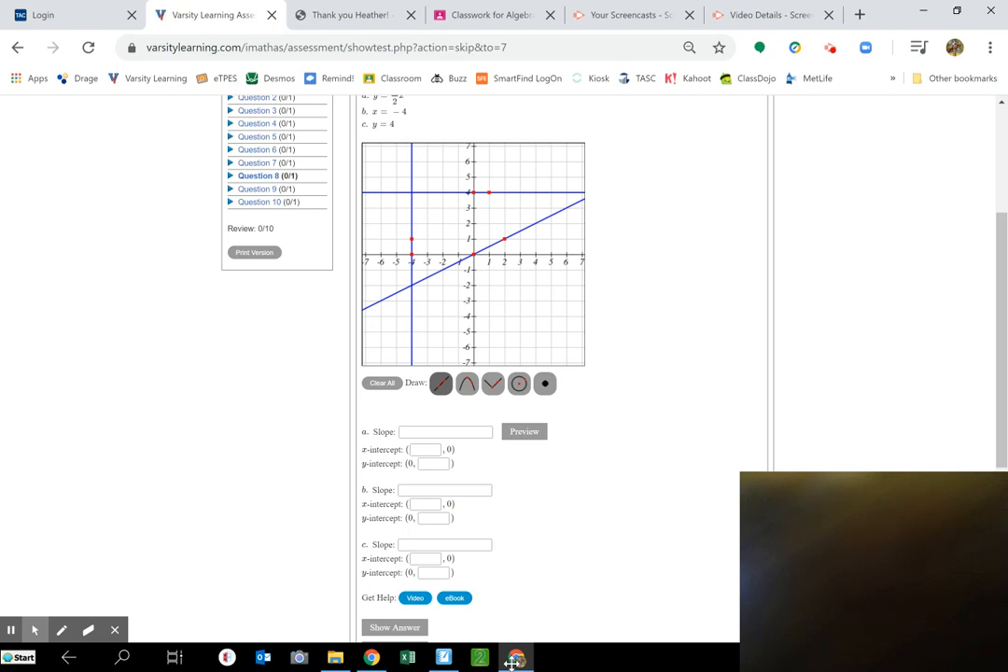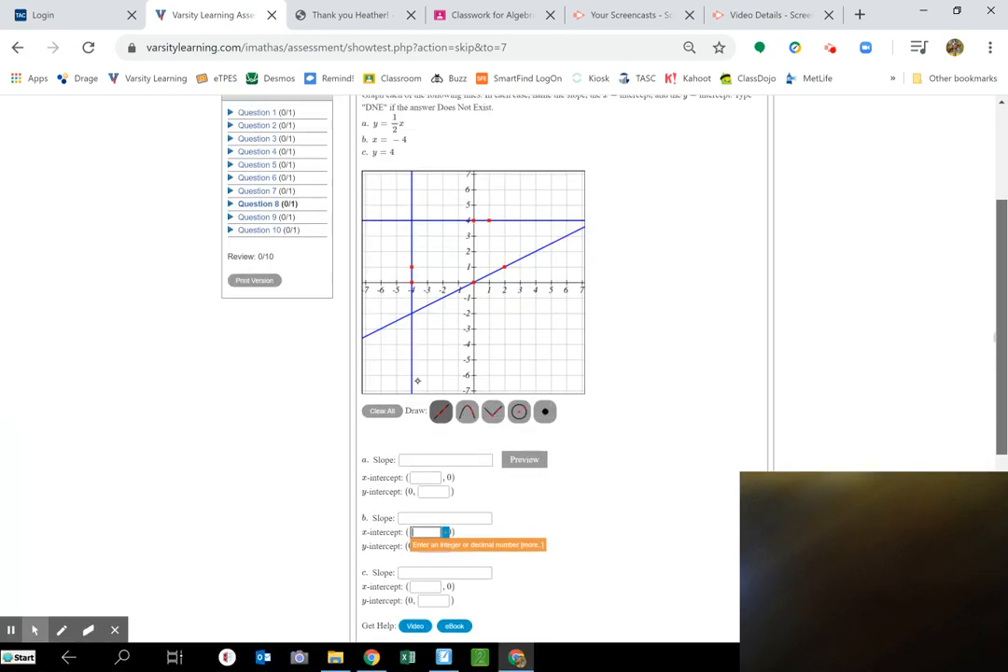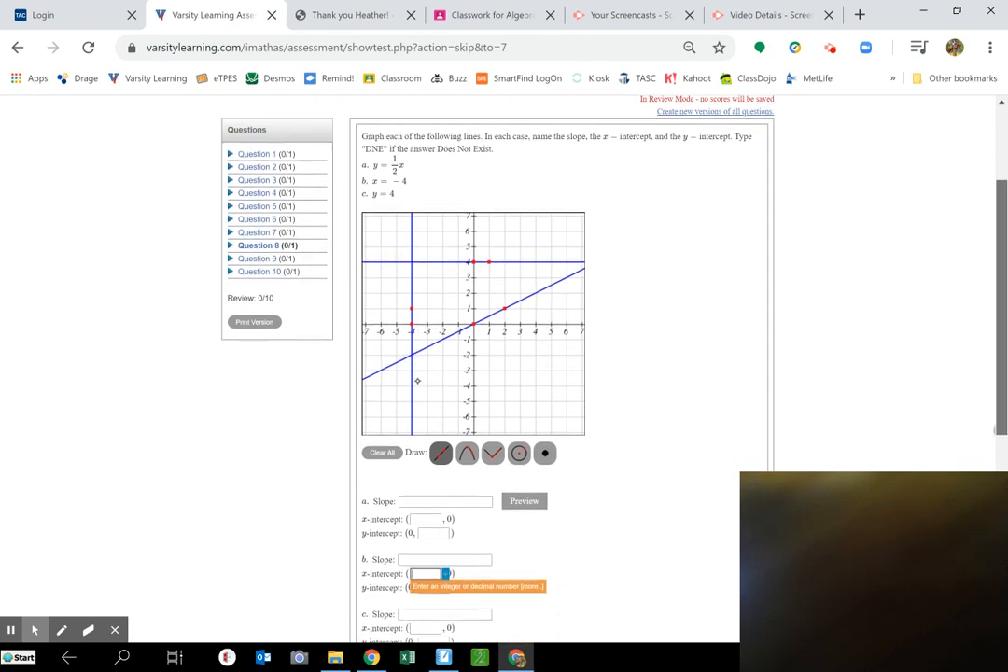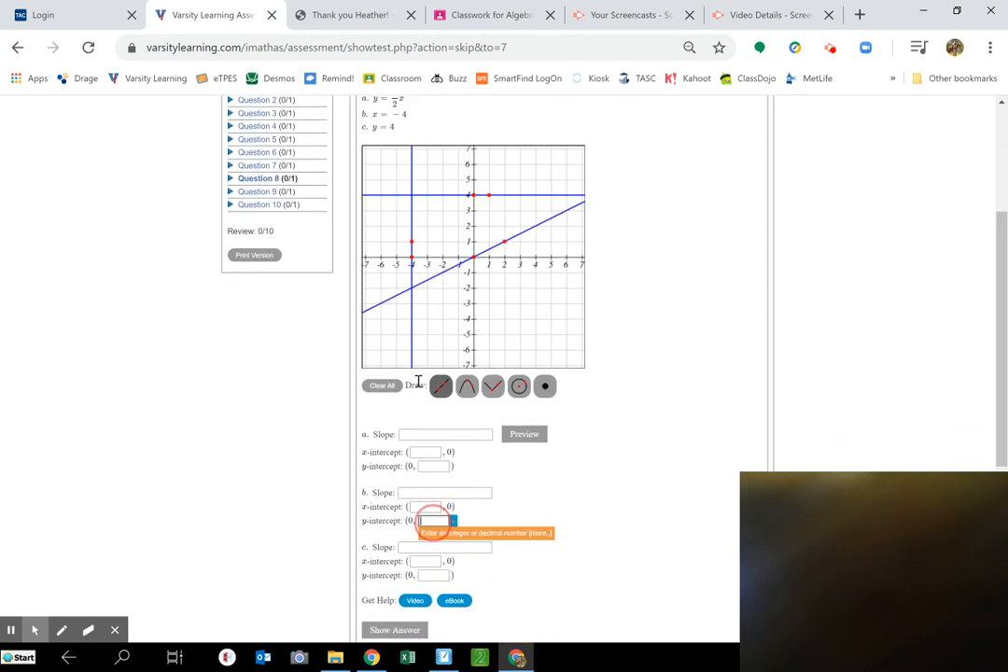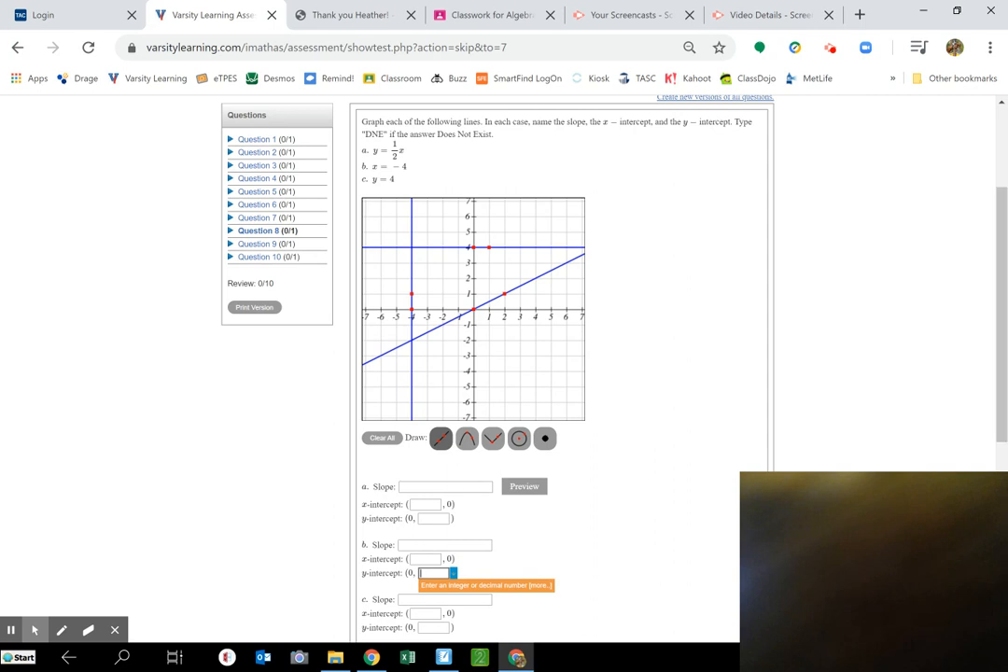The x-intercept is 4, but the y-intercept, oops, what is happening? That vertical line is never going to hit the y-axis, so you can also put a D and E in here for your y-intercept, okay? And I think it tells you that in the directions. Let's go up here. Type D and E if the answer does not exist. So that's for an intercept as well. Then line C is the horizontal line. That one will have a y-intercept because it crosses the y-axis, but it will never hit the x-axis. So that would be a D and E. Okay, so don't be afraid to put those in there when you answer those questions.